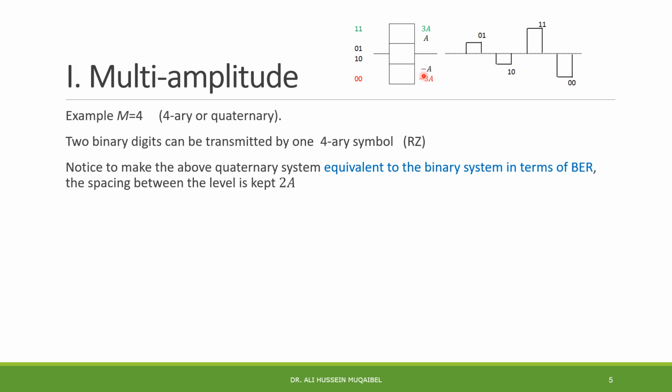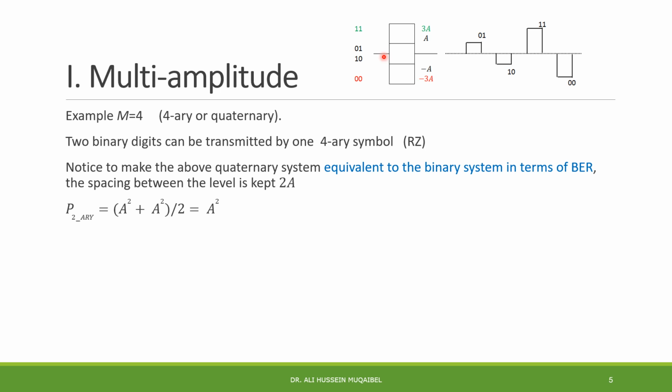Now, as we just mentioned, to make the system equivalent to the binary case in terms of probability of error, or bit error rate, to some extent, we kept the spacing here of 2A. This is why we sent A and then 3A, because the original spacing between the two was 2A, so we send A and 3A, minus A, minus 3A.